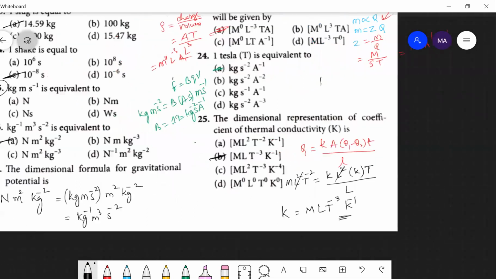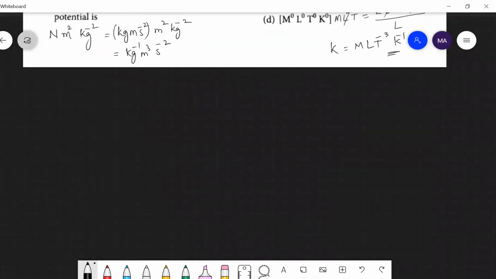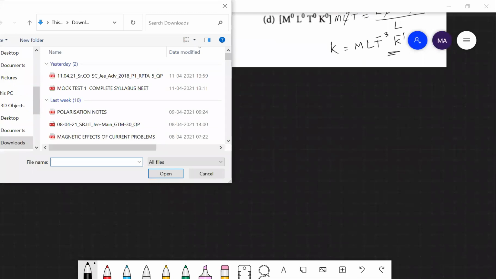Clear for everyone? Chalo. So very easy questions. But the only thing is recollection of your data is very much required in this chapter. That's it.